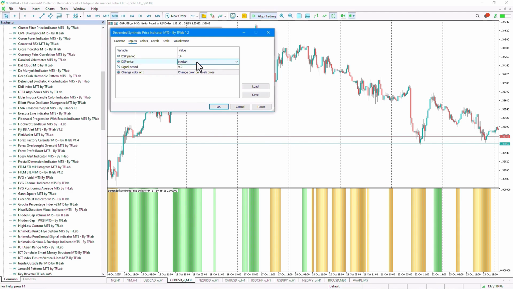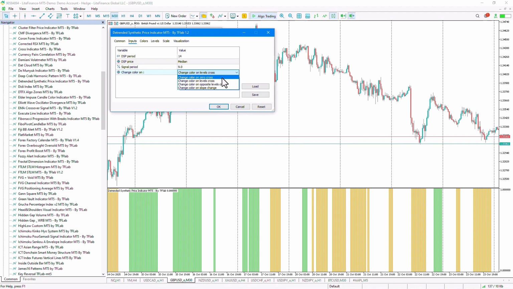In the next parameter, we can choose the calculation basis from among the options provided here. In the next input, we can set the calculation period length for the signal line here. In the next input, we can also specify how the signals are displayed by choosing one of the 4 modes available in this section. By selecting the first mode, signals are generated for us based on the change in the DSP line and its crossing relative to the 0 line.